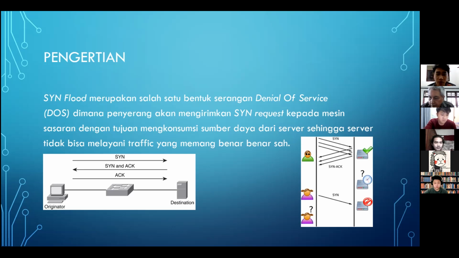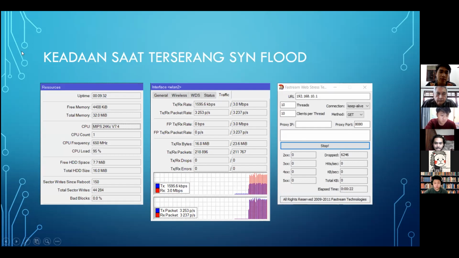It means to consume the CPU load and the memory of the server, so our MikroTik cannot serve us anymore. As we know, there is a three-way handshake method to connect two devices. So the Syn Flood attacks here. This is the condition of our router when the Syn Flood attacks it. We can see that the CPU load is up to 19.5%, and the traffic is higher.